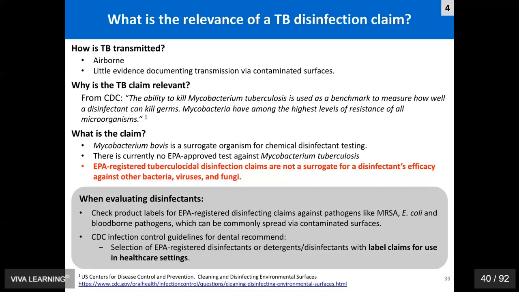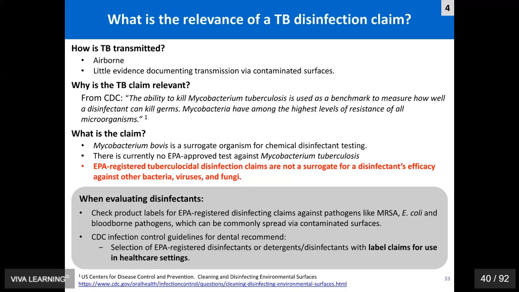Mycobacterium bovis is a surrogate organism for chemical disinfecting. So there's currently no EPA-approved test against Mycobacterium tuberculosis. Mycobacterium bovis is the surrogate. So EPA, as I say here in red, the EPA-registered tuberculocidal disinfection claims are not a surrogate for a disinfectant's efficacy against other bacteria, viruses, and fungi.